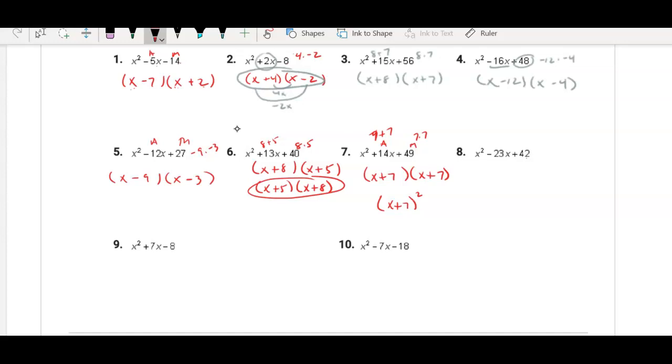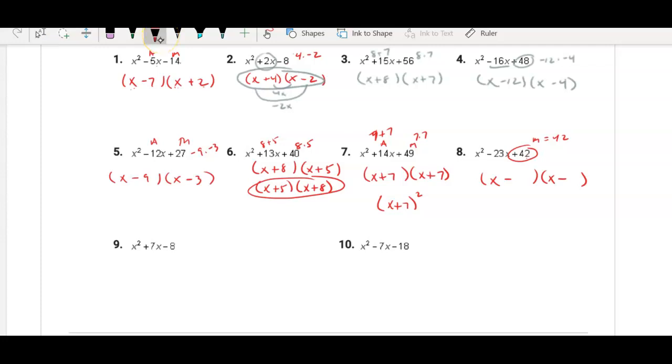All right. Now, right away in the next one, a little trick here. You know if your C is positive, so I have to multiply to get 42, you know your signs have to be the same. So your first terms are x. Then I know my signs are the same, and they have to add up to a negative, so I know it's a negative and a negative. And the numbers I choose have to multiply to give me 42 and add up to a negative.